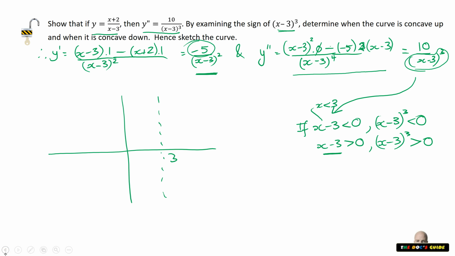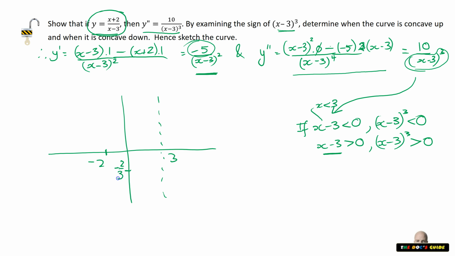We have no turning points, but if we have a look back at our original function, then we can see that we cut the x-axis when y equals 0, which will happen when x equals minus 2. So that's here. We are going to cut the y-axis when x is 0, which will be negative 2/3.